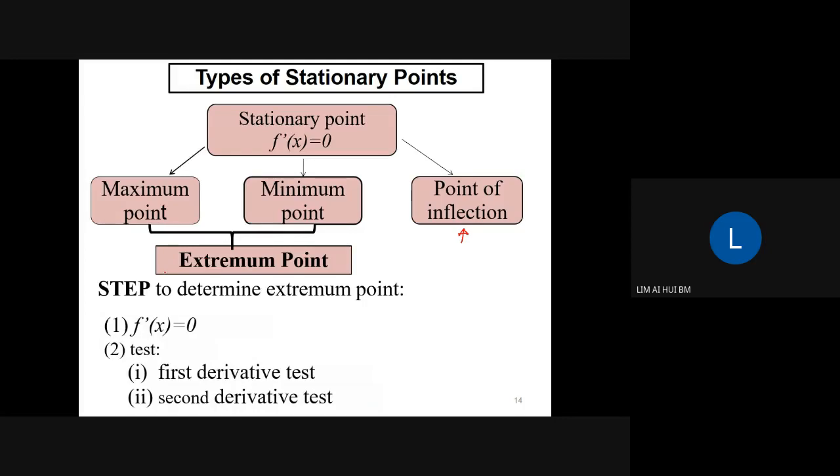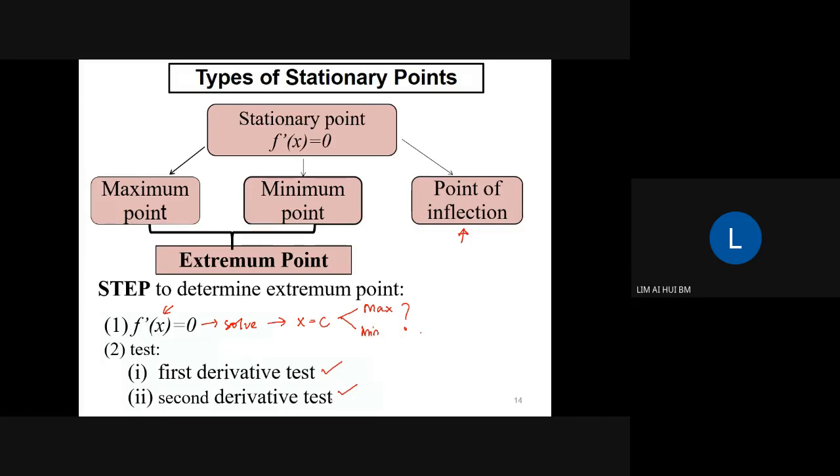First thing, get your dy dx first, and then let it equal to 0. From there, you solve. After you solve, you get x equals to apa? C contohnya. Lepas tu, C itu, adakah dia maksimum ataupun minimum? It's a question mark. So how do you determine either x equals to C adalah x coordinate untuk maksimum ataupun minimum? Then kita kena pakai first derivative test ataupun second derivative test.